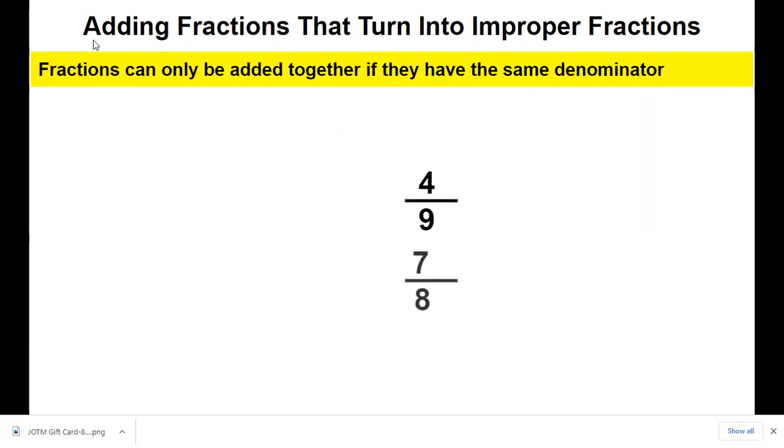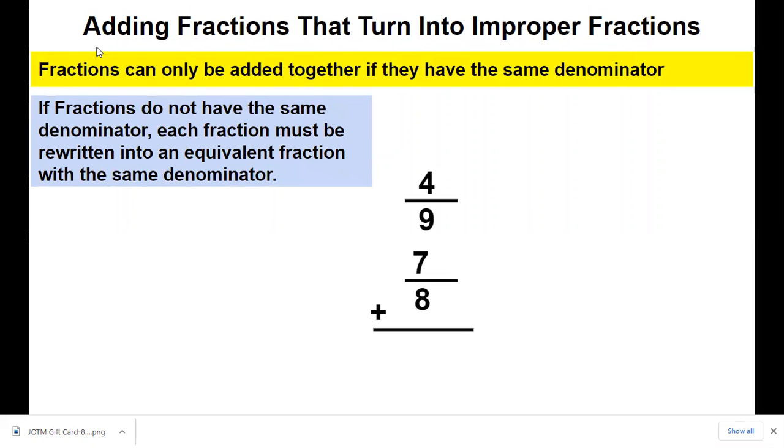So this time we're going to add 4 ninths plus 7 eighths. Notice how the bottom numbers are different. So if fractions do not have the same denominator, each fraction must be rewritten into an equivalent fraction with the same denominator. How do I do that? I find the least common multiple of 9 and 8.